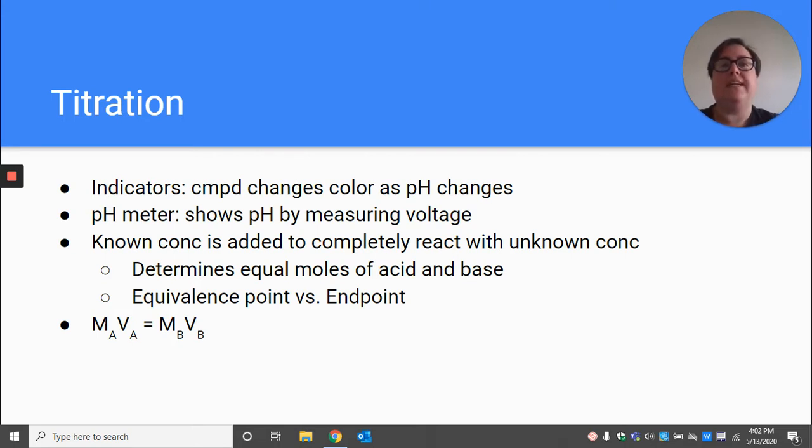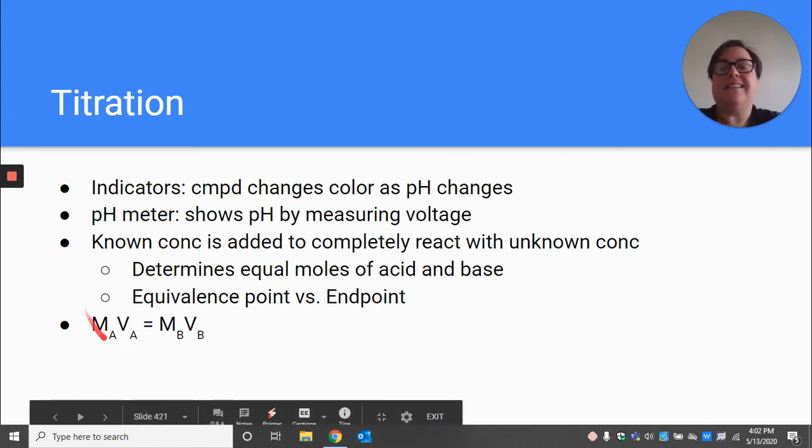Now, there are things called pH meters that we can use to digitally track the pH, and then we can pull the equivalence point off of that graph of data. So again, you're going to add your known concentration to your unknown concentration, let it fully react, in other words, get equal moles for the equivalence point, and then hopefully the indicator's end point matches the equivalence point. To do the math, we're going to use M1V1 equals M2V2. It's like a dilution problem, except instead of ones and twos, we have acids and bases.